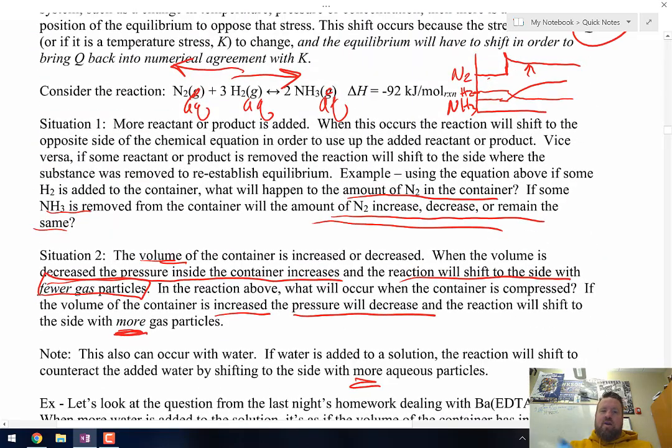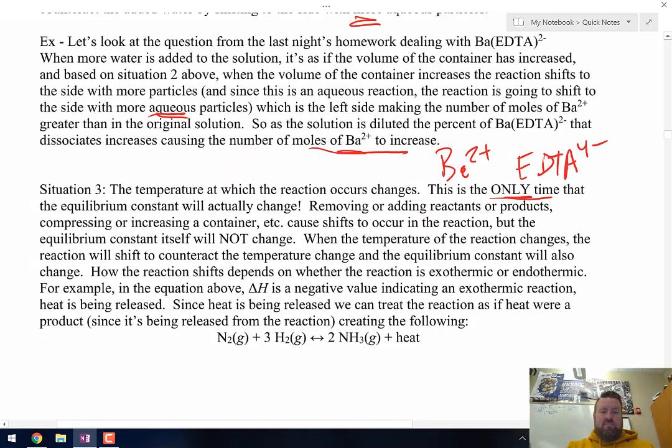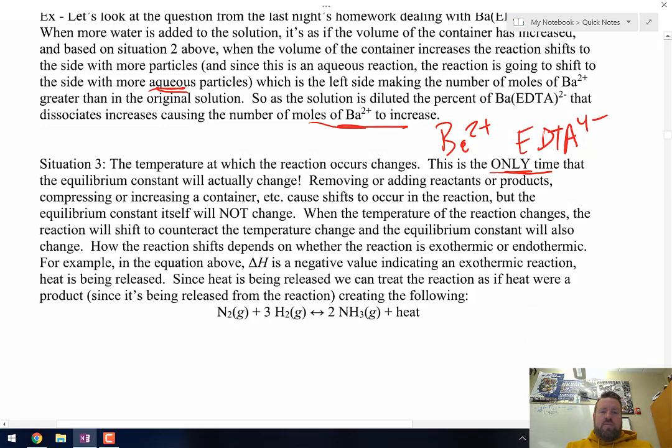So coming back up here, because this reaction has a negative delta H, we know it's an exothermic process, and that's going to be important here in just a second. For example, in the equation above, delta H is a negative value indicating an exothermic reaction. Heat is being released. Since heat is being released, we can treat that reaction as if heat were a product because it's being released from the reaction. So when you have a delta H that is negative, you treat heat as if it were a product.